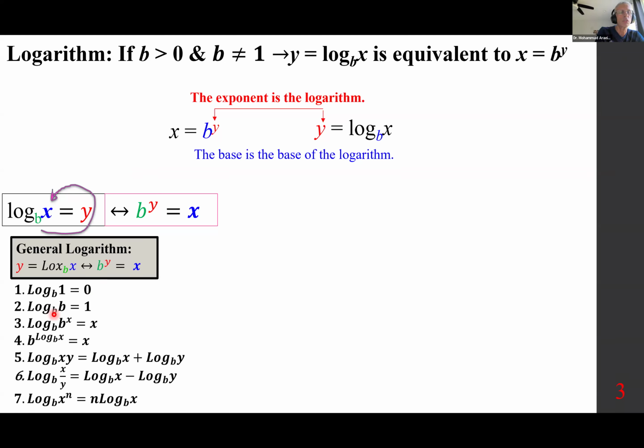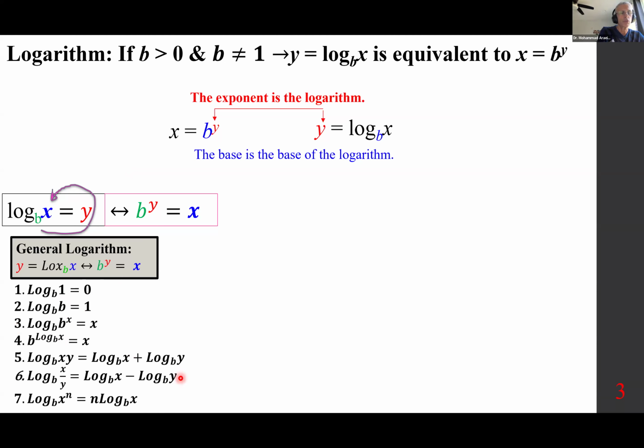Log of 1 is 0, regardless of the base. Log, when the base and the argument are the same, is 1. And these two refer to the fact that logarithmic functions and exponential functions are inverse functions.